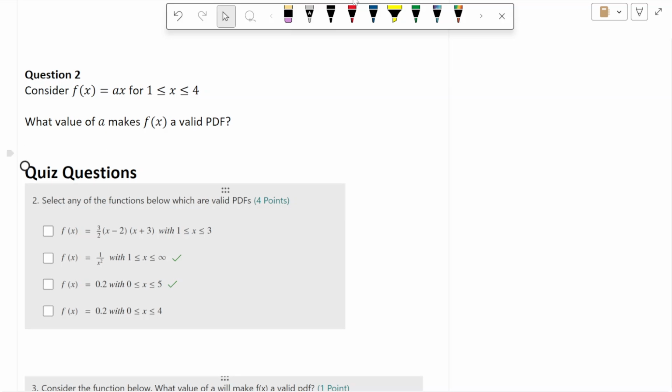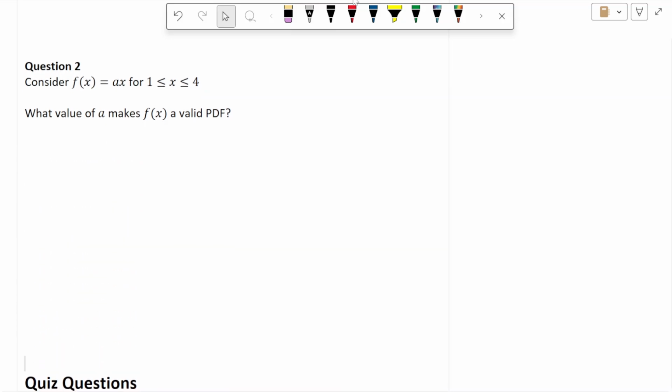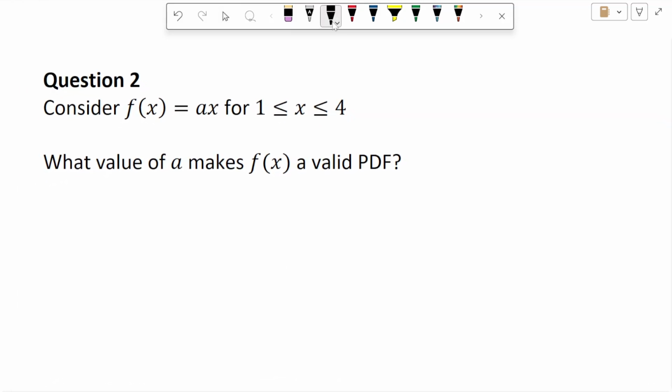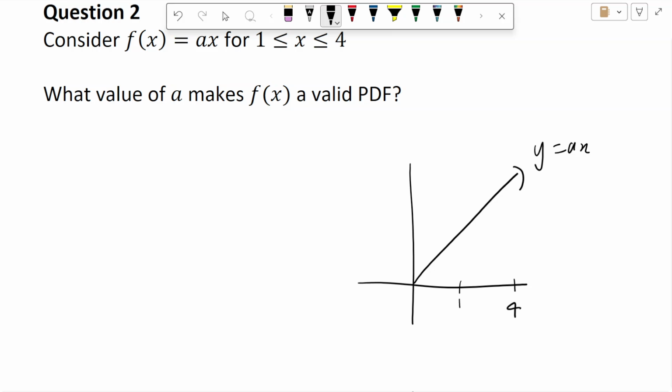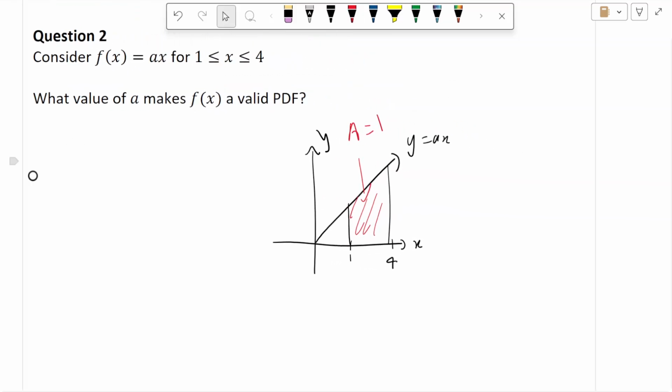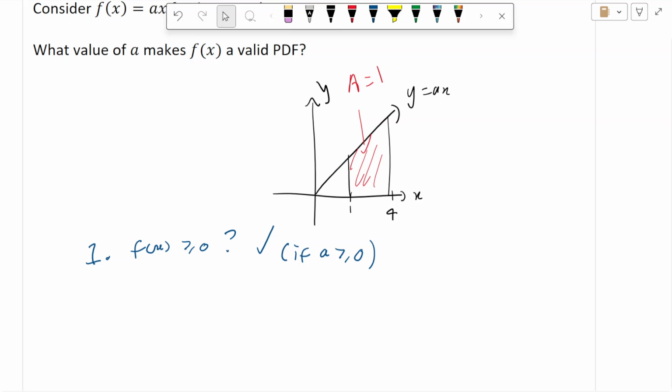Anyway, we've got one more. So this function is ax for x between 1 and 4. So it's this graph here, y equals ax. We're going in between 1 and 4. Don't mind my scale there. And we would really love it if this total area was 1. That's what we're after to make it a valid PDF. So question 1, is f of x greater than or equal to 0? Yes, if a is greater than or equal to 0, then it is.